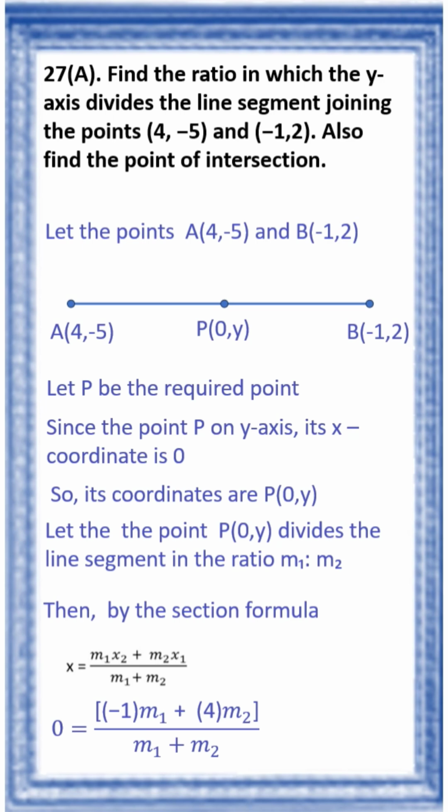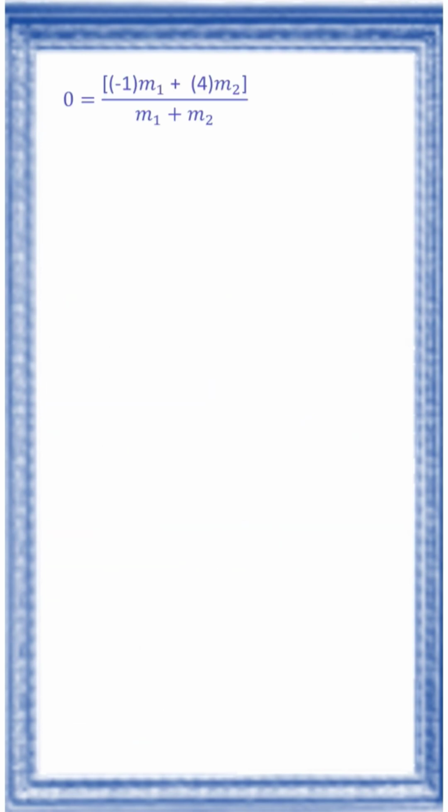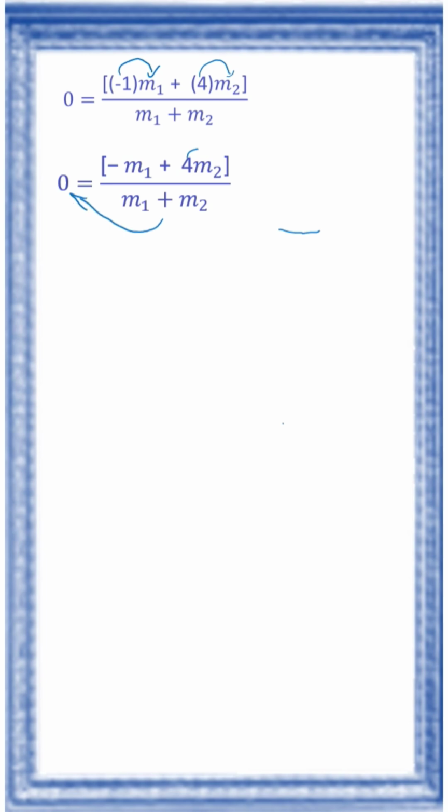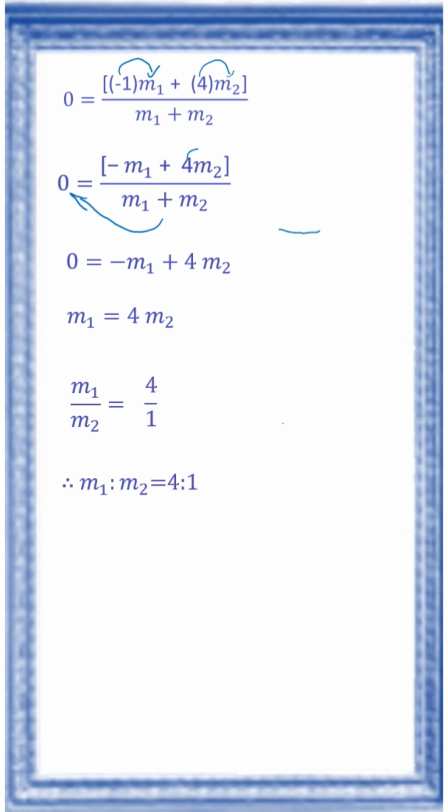So let us substitute the values in the section formula for x. Negative of 1 into m1 is negative of m1, 4 into m2 is 4m2. So 0 is equal to (negative of m1 plus 4m2) upon (m1 plus m2). Now transpose m1 plus m2 in the denominator to the LHS, so 0 is equal to negative of m1 plus 4m2. So m1 is equal to 4m2, m1 upon m2 is equal to 4 by 1. So m1 is to m2 is equal to 4 is to 1.